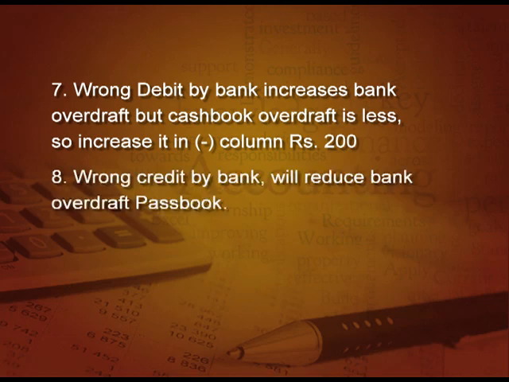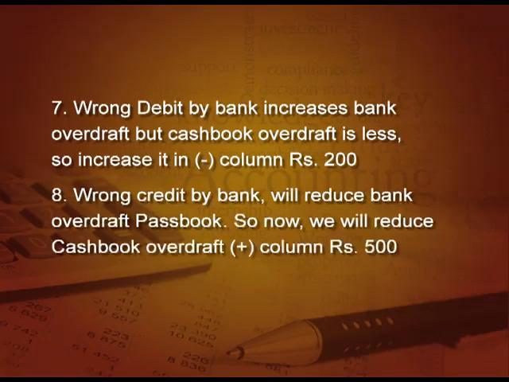Coming to our last point number 8, wrong credit by bank will reduce bank overdraft in passbook, but we have started with cash book. So its overdraft is more. So now reduce cash book overdraft, and please remember, while reducing cash book overdraft you will go to positive column. So write 500 in positive column.